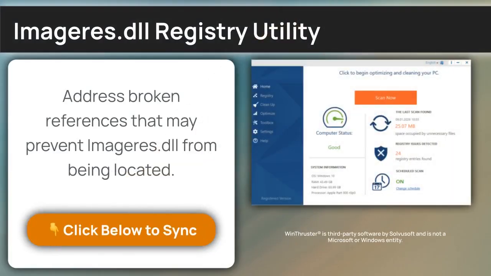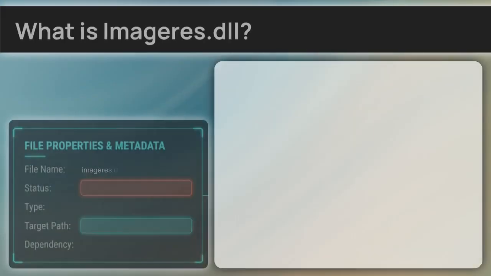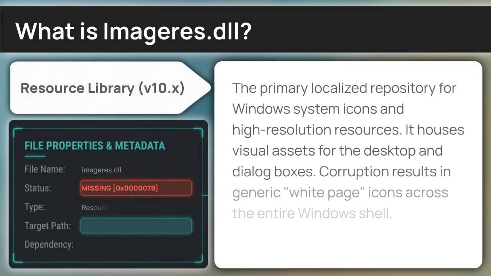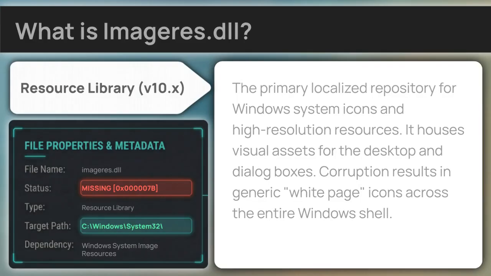This is the Image Resource Library, the primary localized repository for Windows system icons and high-resolution resources. It houses visual assets for the desktop and dialog boxes. Corruption results in generic white page icons across the entire Windows shell. Since we've covered what this file is, let's move to the primary fix.